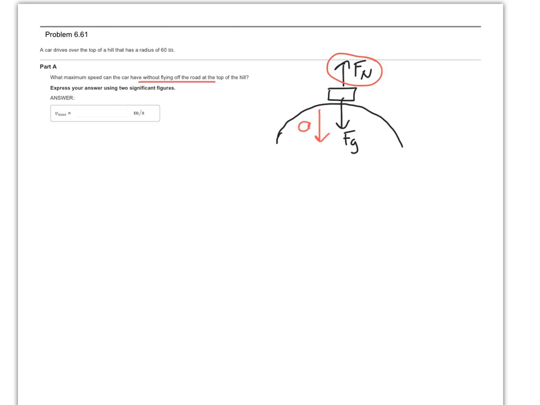If it was going faster than that, what would end up happening at the top is the car would just take off and actually leave the surface of the road, because there'd be no more normal force and gravity wouldn't be enough to keep it moving in a circle. But there is a perfect speed where there is no normal force, and at the top of the hill, right at this point here, we have only gravity acting on it, keeping it moving in a circle. So that means that we actually only have one force acting on this object. So let's go ahead and set up our F equals ma based off of that.